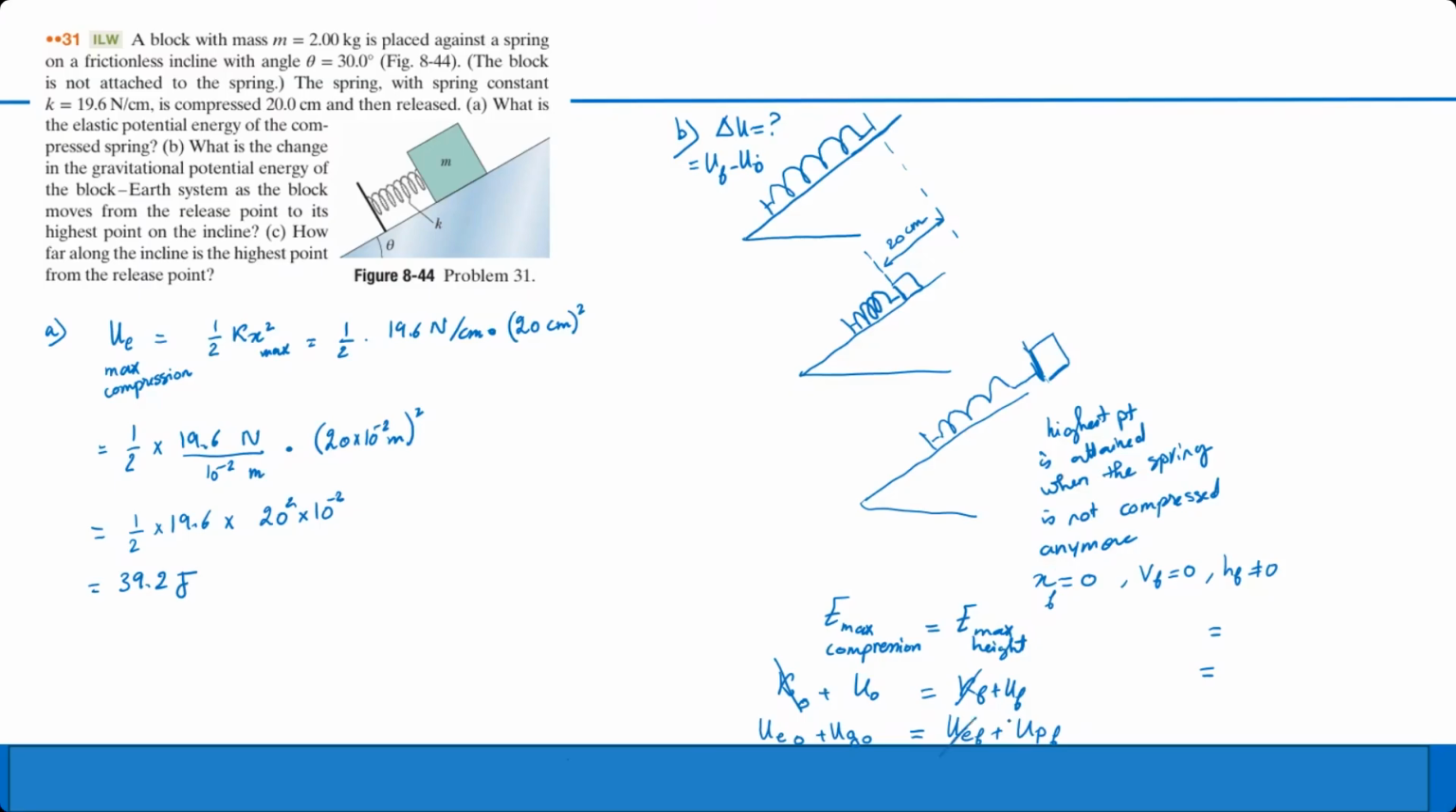Now, what I want is the change in the potential energy. I'll name this delta UG, which is UG final minus UG initial. So what I want is UG final minus UG0, or initial. If you rearrange these from my equation, this will be plus U elastic initial. And U elastic initial, I found in the previous part. It was 39.2 joules.